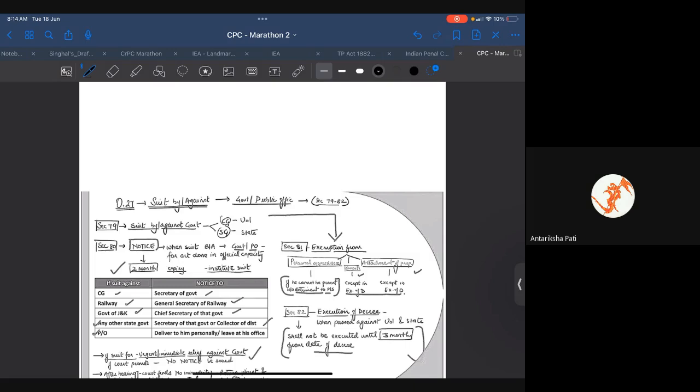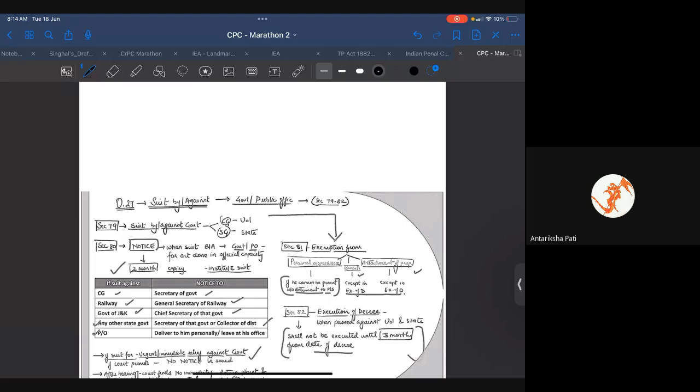If the suit is against the railway, then notice goes to the general secretary of the railway. If it is against the government of Jammu and Kashmir, then to the chief secretary of that government. If it is against any other state government, then to the secretary of that government or the collector of the district. If it is against any public officer, then deliver it to him personally or leave it at his office.